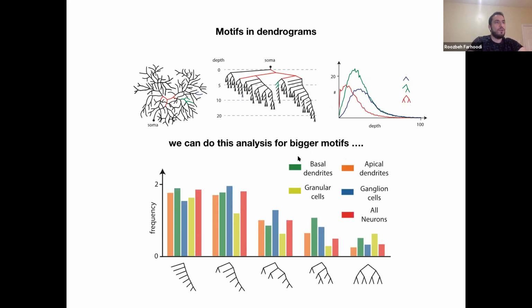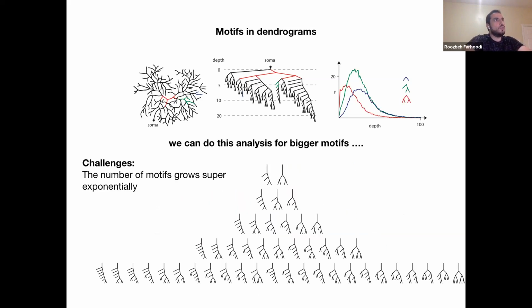For example, for a few cell types, for apical dendrites, basal dendrites, granule cells, ganglion cells, we can count how many motifs of order 8 we see in a single neuron, or on average. By order 8, I mean 8 roots, 8 leaves at the ends. And you can see this trend to differentiate different cell types and see whether these 2 classes are different or not. But there is a big challenge when you do this analysis.